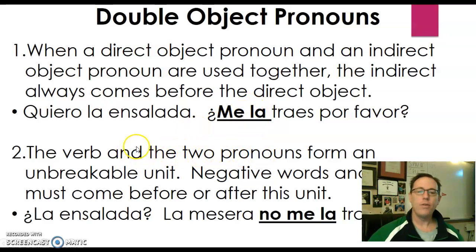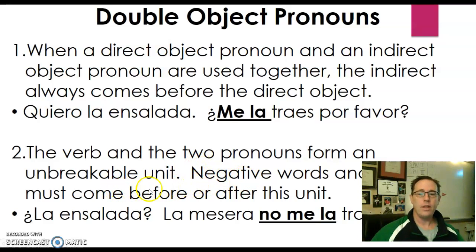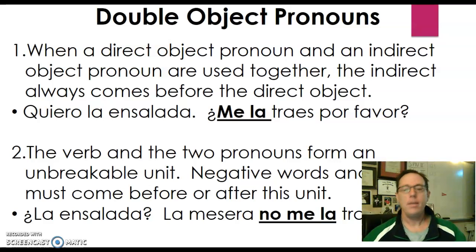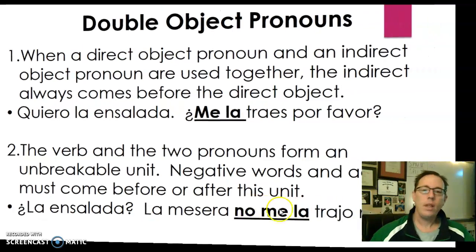The verb and the two pronouns form an unbreakable unit. That means they always have to be linked together in the same spot. Negative words and adverbs must come before or after this unit. For example, la ensalada. La mesera no me la trajo nunca. The waitress doesn't, to me, it, she brought, never. It's a really weird translation when you look at it literally. It's only when it's in its generalized form that it makes a little bit more sense. Like, the waitress never brought it to me. Okay. Next.